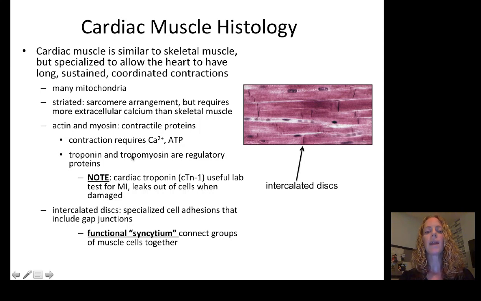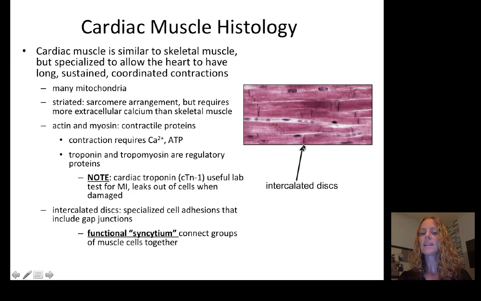Troponin and tropomyosin are regulatory proteins located on the actin filaments. One note here is that there's a specialized form of troponin in cardiac muscle cells. And this is a useful lab test for myocardial infarction because if the cells are damaged, the myocardium cells specifically, then cardiac troponin can be used to detect that damage.